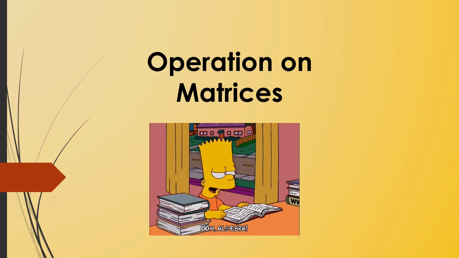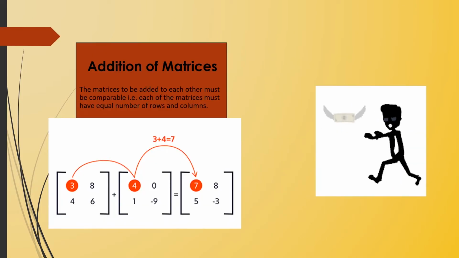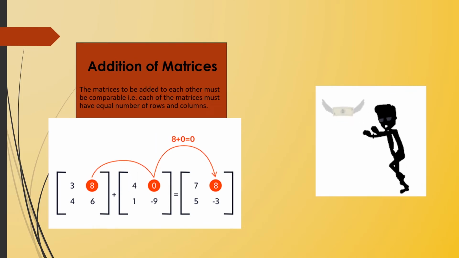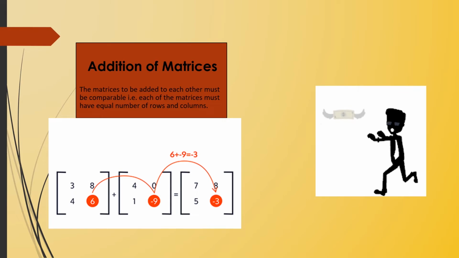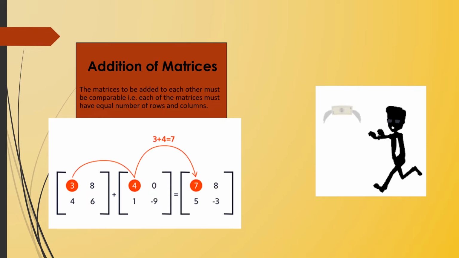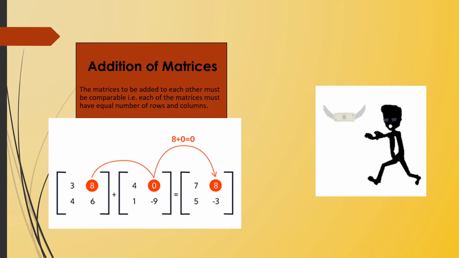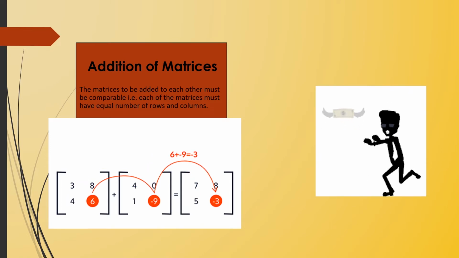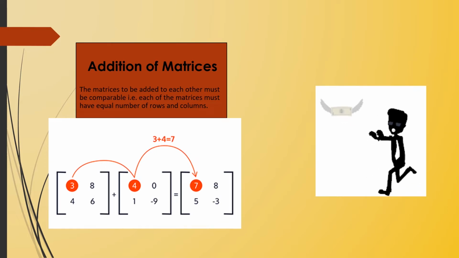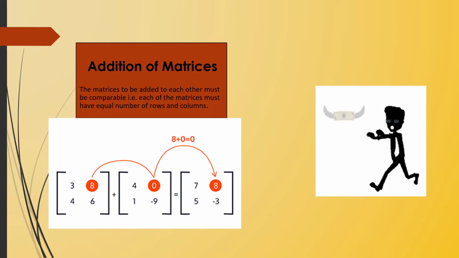Hello everyone. In this video we will study operations of matrices and transpose of matrices. Addition of matrices, condition necessary: the matrices to be added to each other must be comparable, that is, each of the matrices must have an equal number of rows and columns. Add the corresponding elements of each of the matrices and put their sums in the same order.